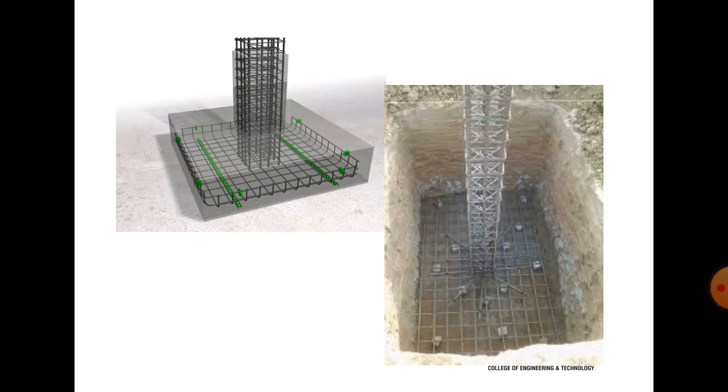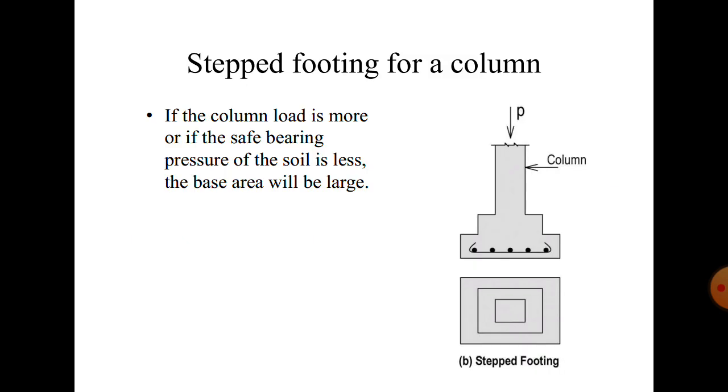In this figure, the pad footing is given, and this is the side view. Here at the bottom of the column a pad is provided, and the pad is also an RCC part. Now next is a stepped footing for a column. In this figure the step footing below the column is seen, so a step is provided below the column.